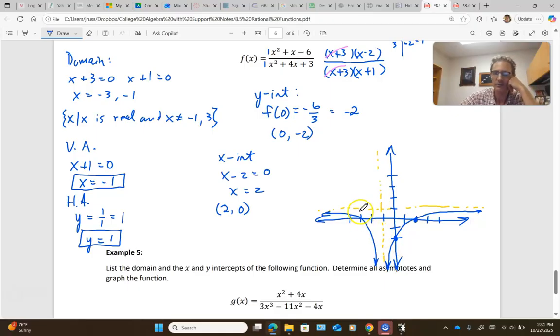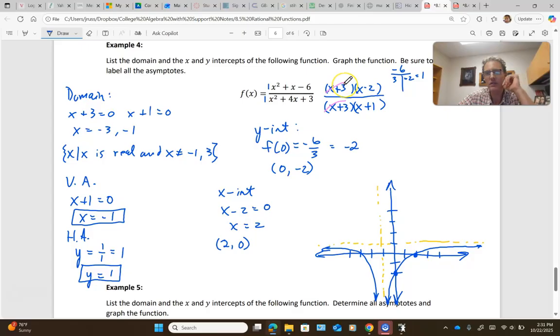I think this is the way the function's going to look. And furthermore, you may say, well, it looks like it's crossing the y-axis right here. Or not the y, but the x-axis. And we found the x-intercepts, and there was only one. So, what's going on right here?